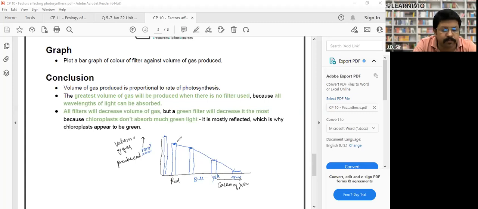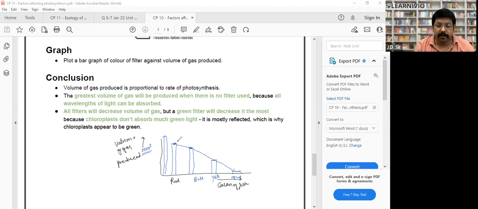That's how photosynthesis depends on the wavelength. Sir, why without any filter? When you do not use any filter, all the colors, all 7 colors, will go through, and at that time all antenna pigments will work and capture the light, all photosystems will work, so the maximum photosynthesis will take place.